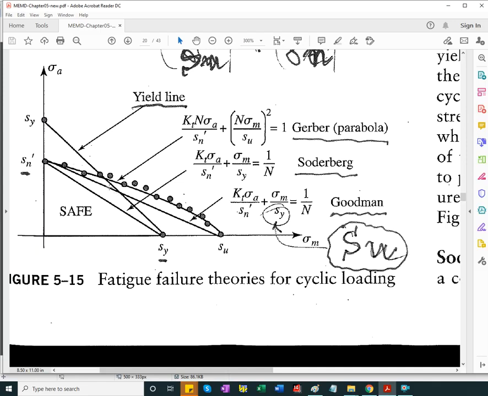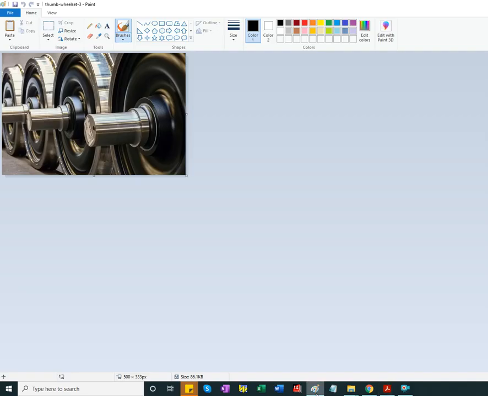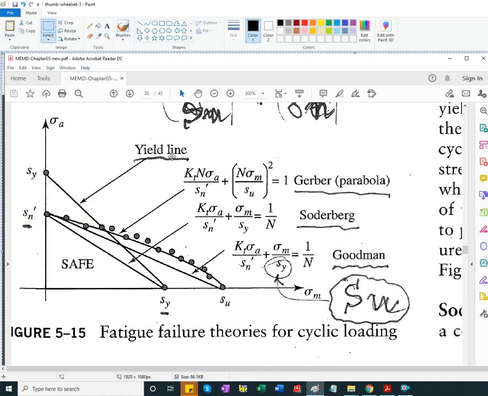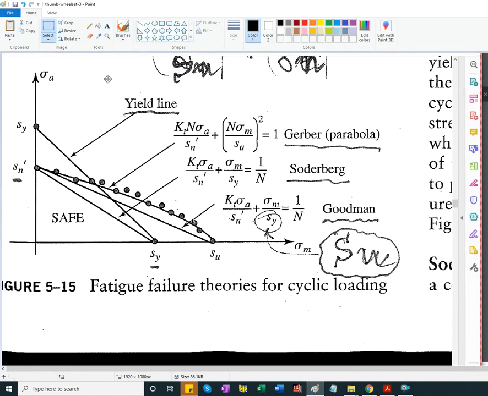Okay, let me do this. I go to paint, paste, and I can delimit the safe zone that we'll be working with in this class. Okay, so the Goodman line and yield line combined.